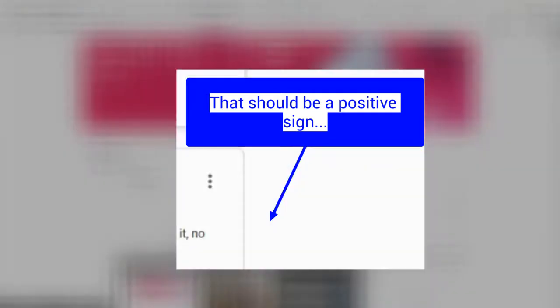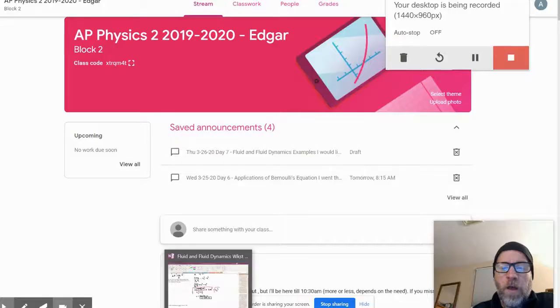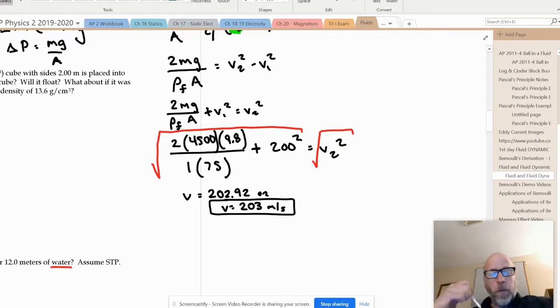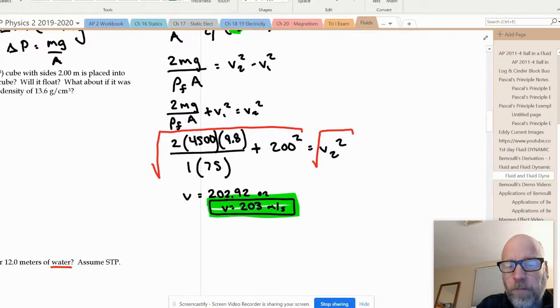Now at this point, you should push pause and plug it all in, because I'm going to push pause. This thing never pauses. All right, I'm back. Whew. So I'm not sure if I made the sign error before or after I left you and pushed pause, but right there, that should be a positive sign because I added that V1 squared to both sides, and I ended up with a final answer of 203 meters per second.